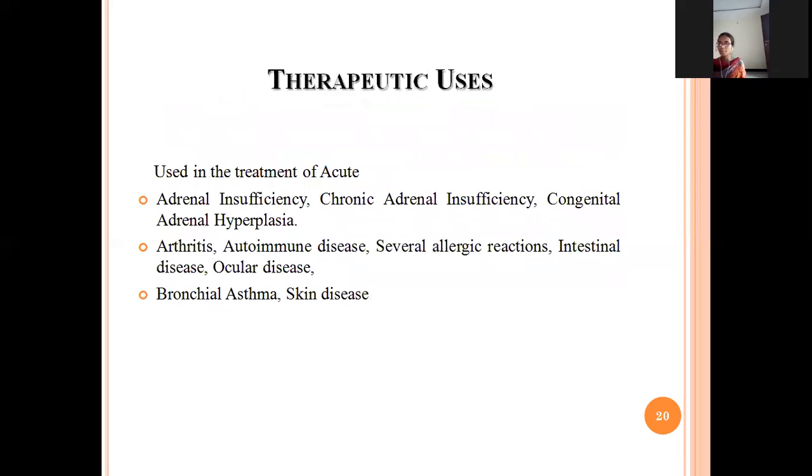Next, therapeutic uses. It is used in the treatment of adrenal insufficiency, chronic adrenal insufficiency, and congenital adrenal hyperplasia, arthritis, autoimmune disease, allergic conditions, intestinal disease, ocular diseases and asthma, and skin diseases. For these situations, we are using these corticosteroids.